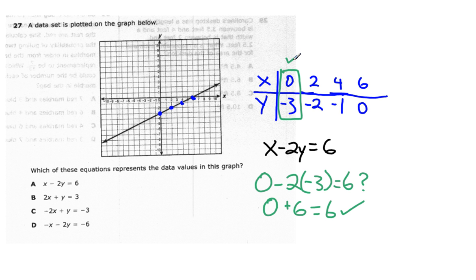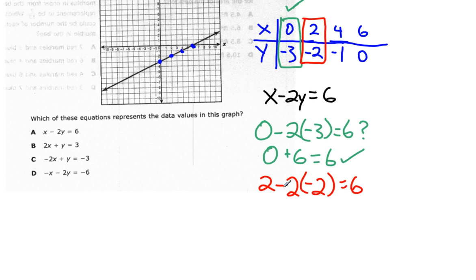Just because it works one time doesn't mean it works every time. So we check the next one here. If we try 2, -2, it's the same thing. X is 2 minus 2 times our Y value, which is -2. And it should still equal 6. So -2 times -2 is positive 4 plus 2. Does 2 plus 4 equal 6? Yes, it does.